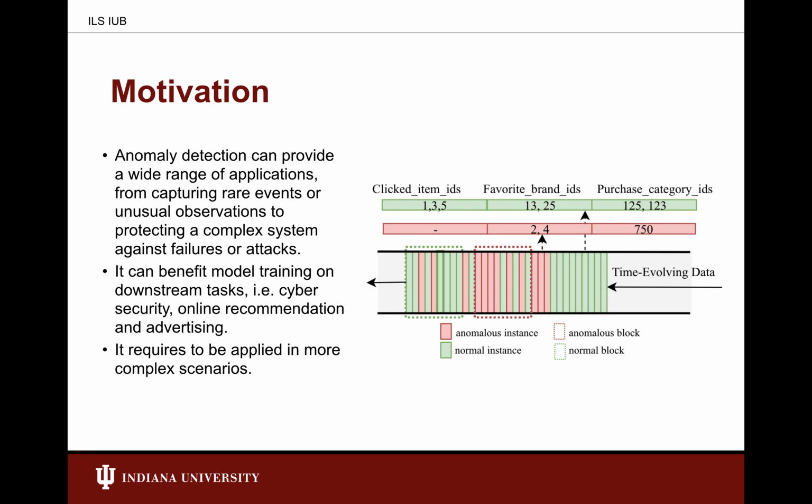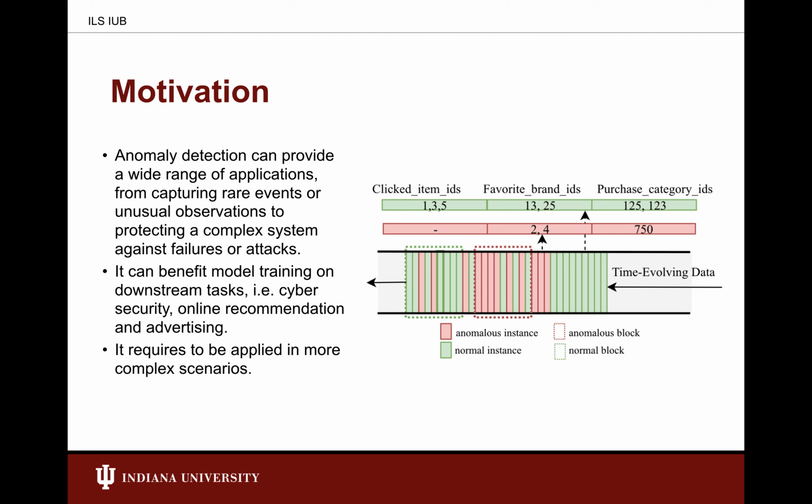If we take a look at the figure on the right, we can see that it is a data pipeline of user logs. The user logs are time-evolving data and come in sequence. Each piece of the user log comes with a set of different features, such as clicked item IDs, favorite brand IDs, or purchase category IDs. And within each feature, the format is a list of categorical data, which means if we encode the user logs as one-hot encoding, each piece of the user log will be super long and sparse.